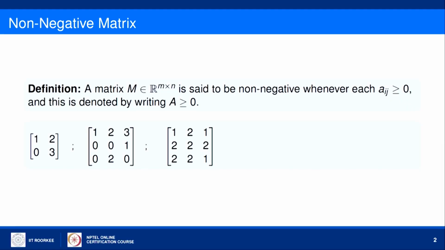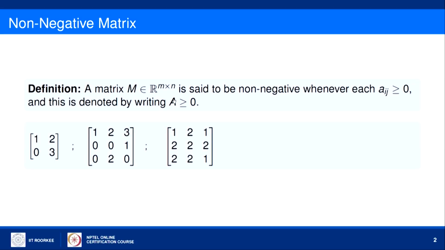A real matrix M of size m by n is said to be non-negative whenever each entry of this matrix is non-negative. It means 0 is allowed here, unlike the case of positive matrices, where each entry is strictly greater than 0. Such matrices are denoted by A greater than or equal to 0. For example, the 2 by 2 matrix 1, 2, 0, 3 is a non-negative matrix. Similarly, this 3 by 3 matrix is again a non-negative matrix, but these two are not positive matrices. This particular matrix is a positive matrix. Moreover, every positive matrix is a non-negative matrix, in the sense that it does not have any negative value.